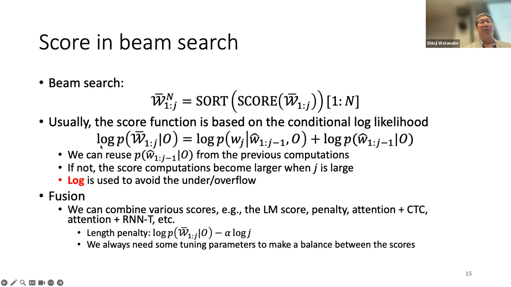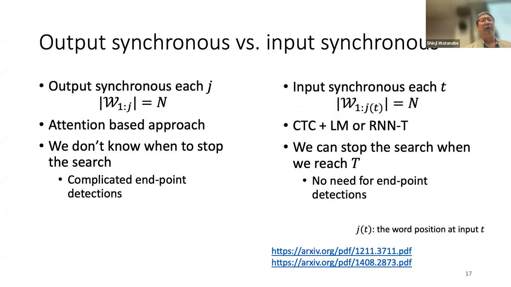And this is also, again, the attention-based encoder-decoder, which has this form, and then we just use the chain rule to decompose it. There is no explicit time information because of the cross attention across time, which marginalizes this information. So in this case, the output synchronous beam search is fine.